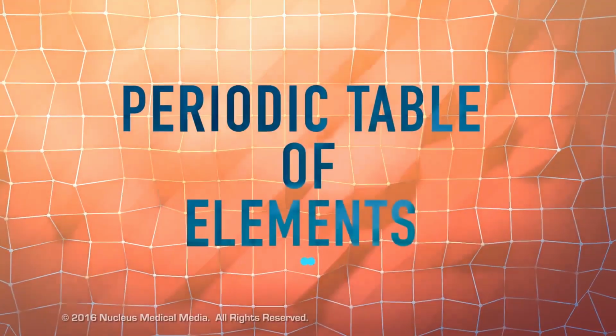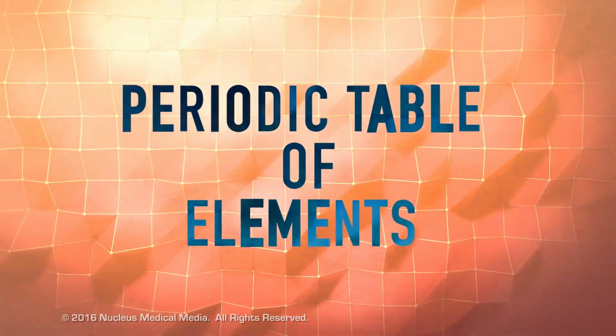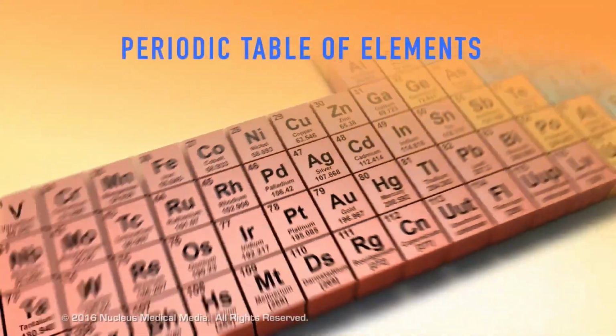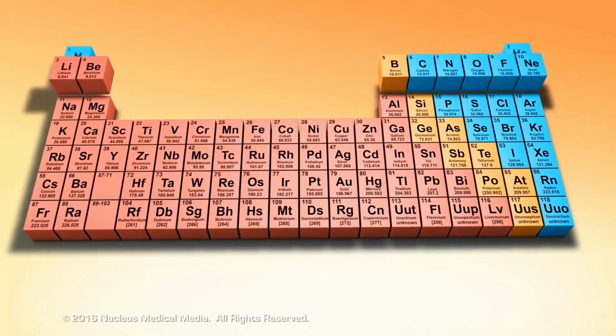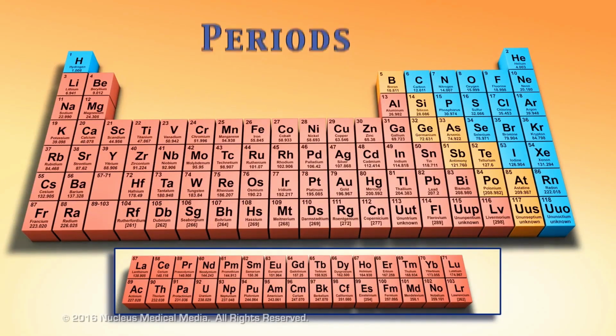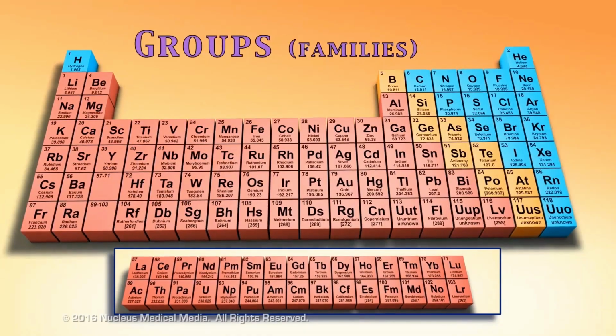In this video, we'll discuss the periodic table of elements. A chart called the periodic table of the elements organizes all of the known elements. Rows in the periodic table are called periods, and columns are called groups or families.